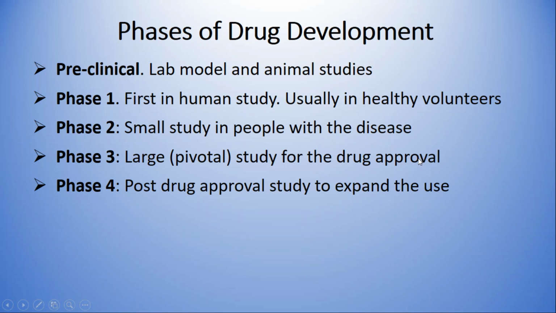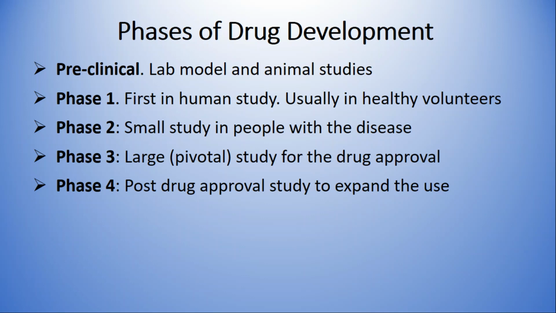These are the phases of drug development, and I'm going to go through each of them in the following slides. Of course, it starts with preclinical, where using lab models and animal studies, they study a new compound that they have discovered. Then they go to phase 1, which is the first-in-human study. It usually is done in healthy volunteers, which means healthy college students. After that, they go to patients, which is called phase 2. This is a small study with people who have the disease, who are actually the patients.